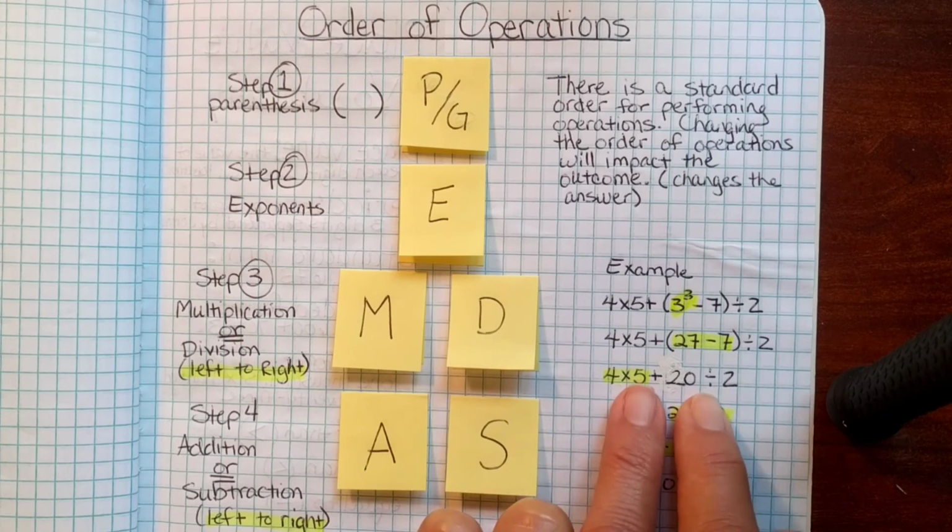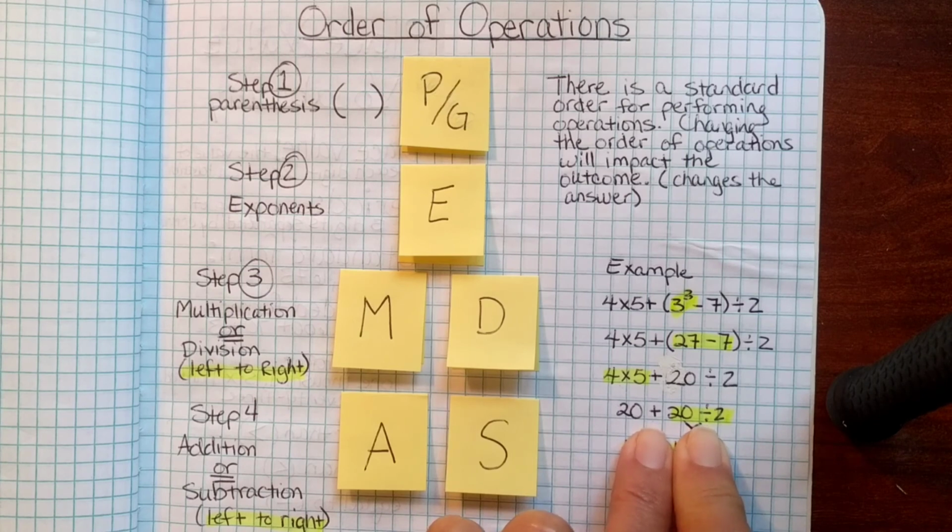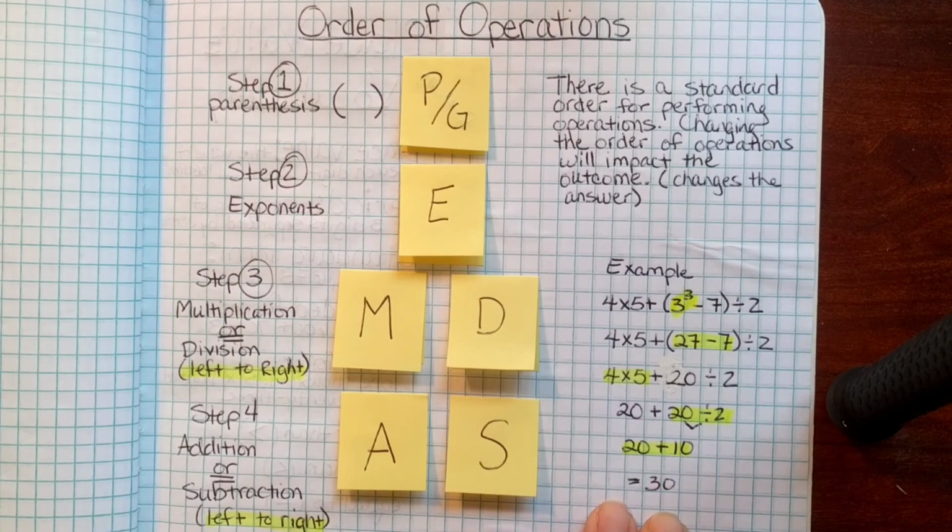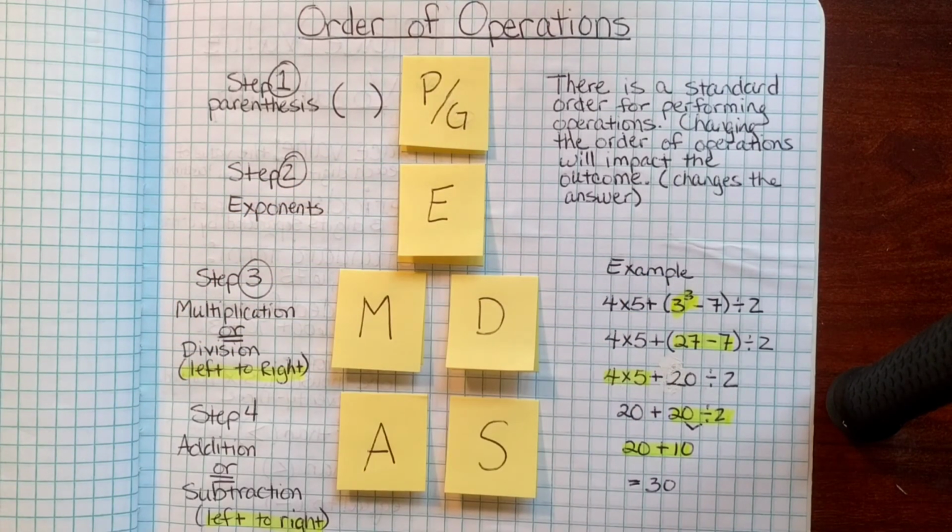That's why it's highlighted. Move the whole thing down again. 4 times 5 is 20, plus 20 divided by 2. Now we're going to do division because that comes before addition. So 20 divided by 2 is 10. 20 plus 10 is 30. That would be the order of the operations for this expression.